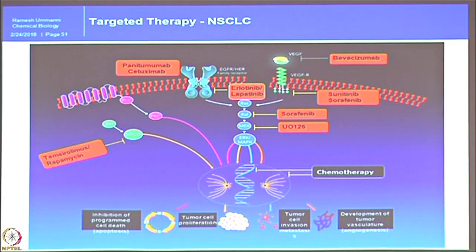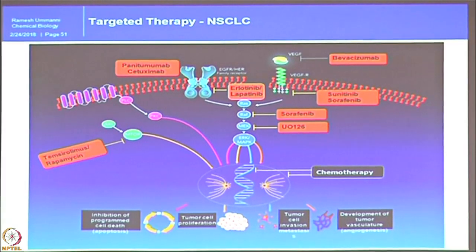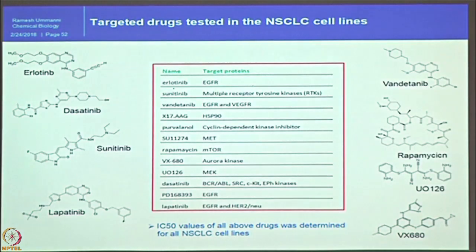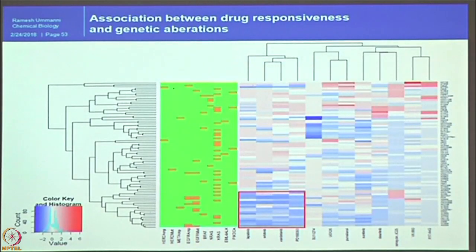Another way is targeted therapy. So we have drugs. Can we predict whether the patient is responsive or non-responsive? In that case, these are the different drugs available in the market. We established the IC50 values for all the drugs against the 84 cell lines. Then we integrated the data using the RPPA approach. You can see a nice cluster here. All these cell lines having aberrations for EGFR amplification and EGFR mutations are responding to the EGFR targeting drugs. That means this is already established data that we can observe here.